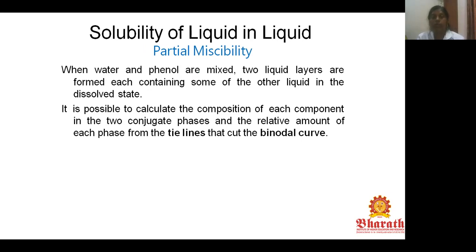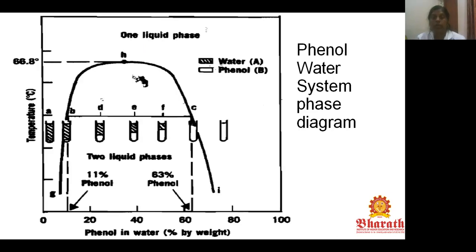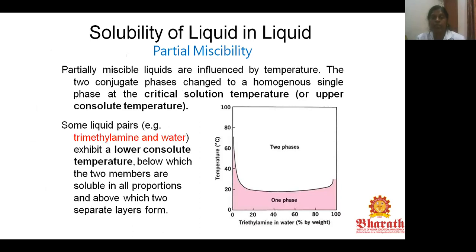When water and phenol are mixed, two liquid layers are formed, each containing some of the other liquid in the dissolved state. It is possible to calculate the composition of each component in the liquid conjugate phases, and the relative amount of each phase, from the tie lines that cut the binodal curve. This is the phenol-water system phase diagram. Next comes the effect of temperature on partial miscibility.